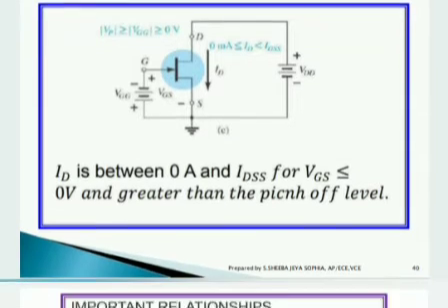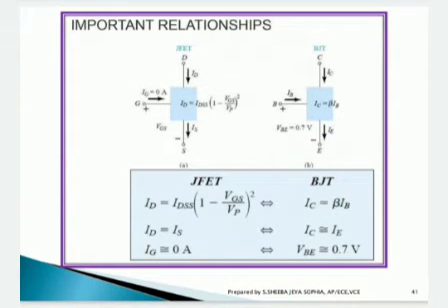So these three major concepts have to be in your mind whenever you are going to discuss the pinch off voltage. And an important relationship between JFET and BJT: ID is equal to IDSS into (1 minus VGS by Vp) the whole square, whereas in BJT IC is equal to beta into IB. Here ID is equal to IS and there IC is approximately equal to IE. Here IG is equal to 0 amps and there VBE is equal to 0.7 volt.